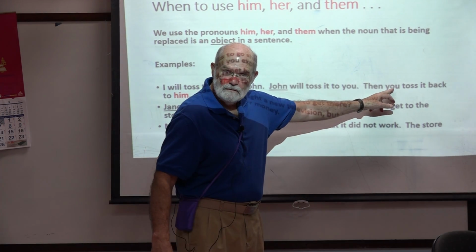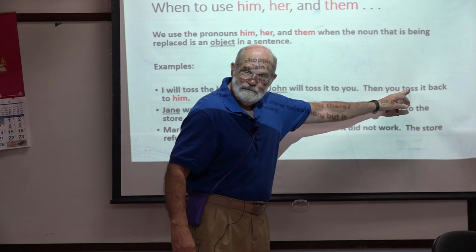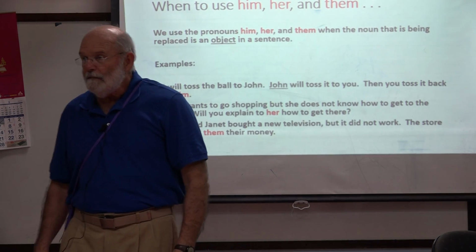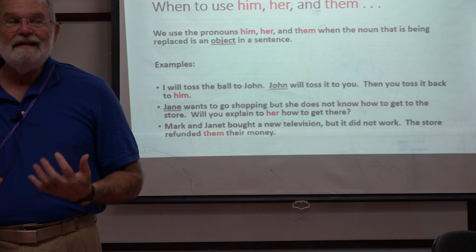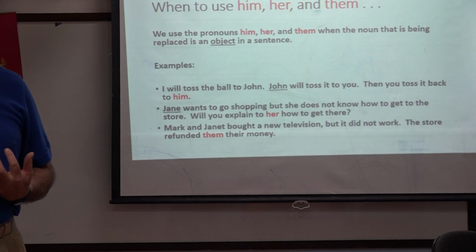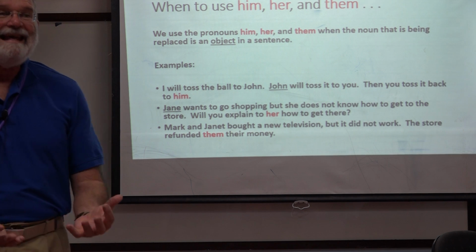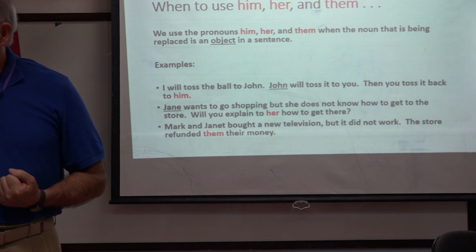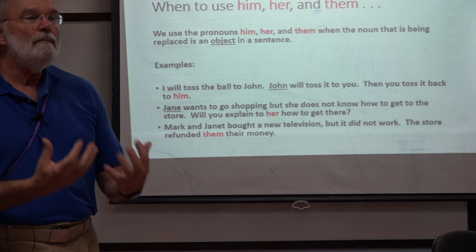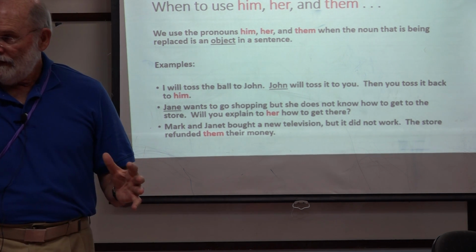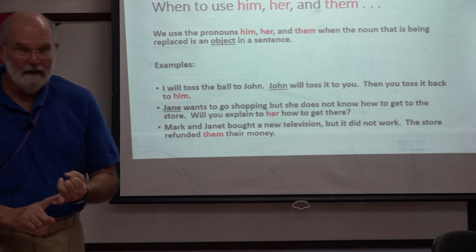You is the subject. Toss is the verb. And him is who is receiving the action. So anytime you have someone receiving the action, or something receiving the action, or someone to whom the action is being done, then that's an object. And so we would use him, not he.